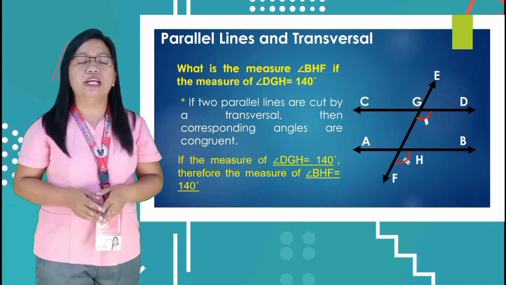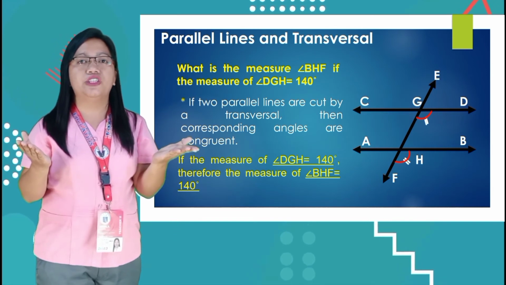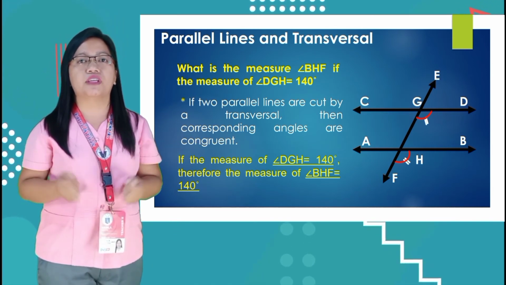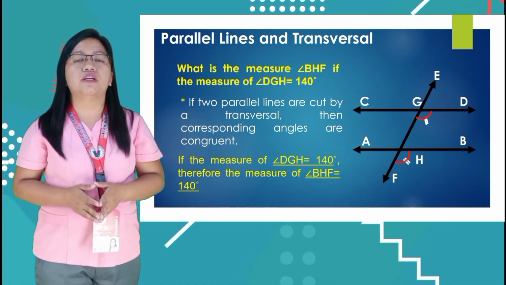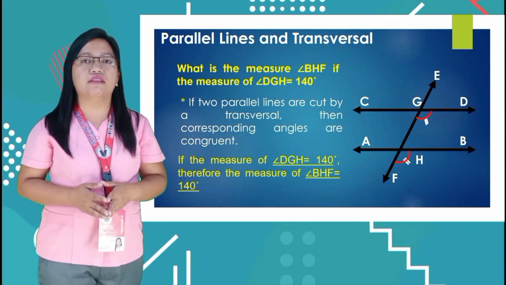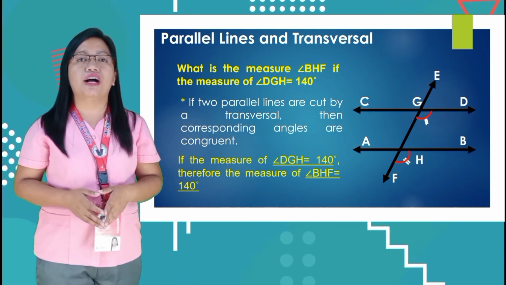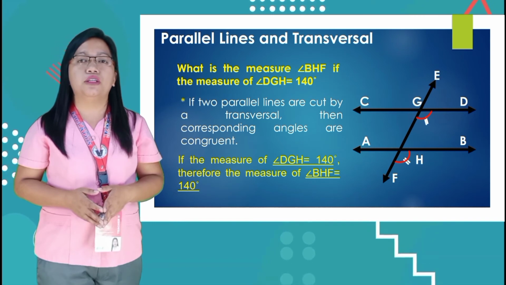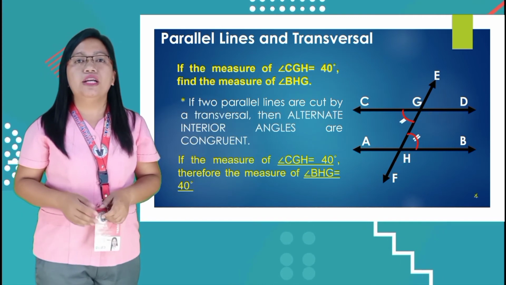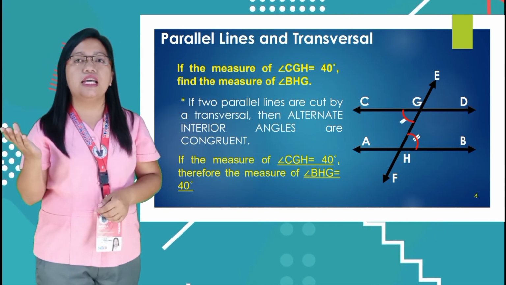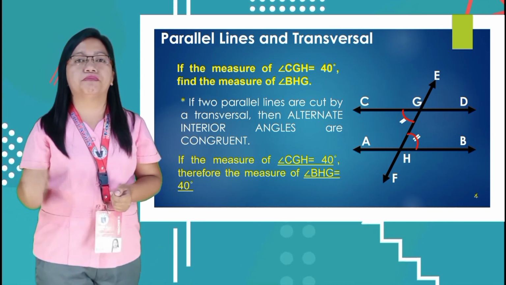Next, what is the measure of angle BHF if the measure of angle DGH is 140 degrees? Since they are corresponding angles, they are congruent. So, if the measure of angle DGH is 140 degrees, therefore the measure of angle BHF is equal to 140 degrees. Next, if the measure of angle CGH is equal to 40 degrees, find the measure of angle BHG.